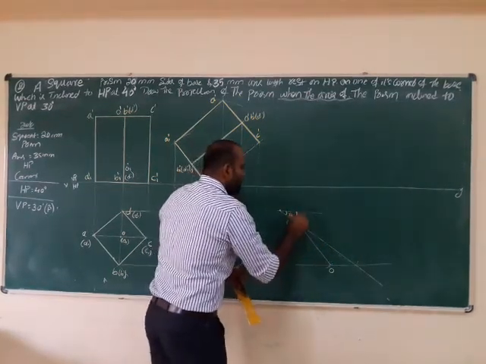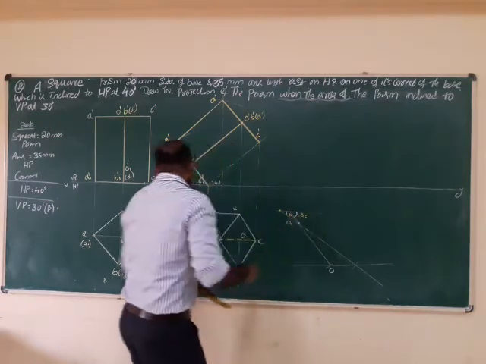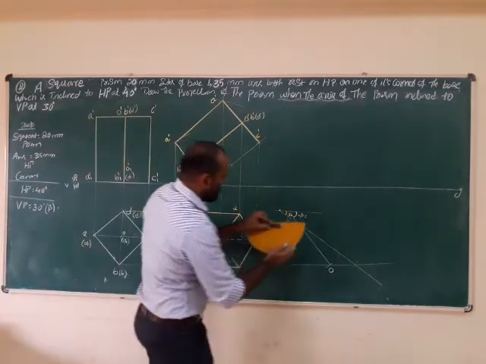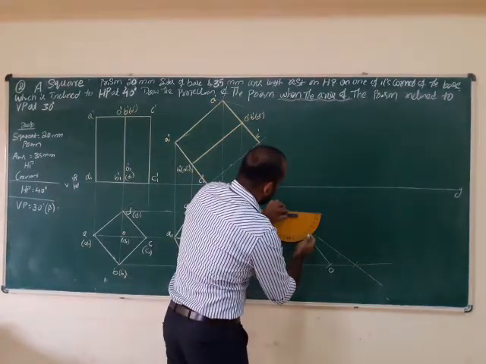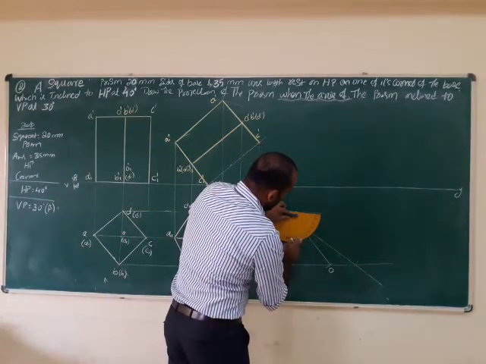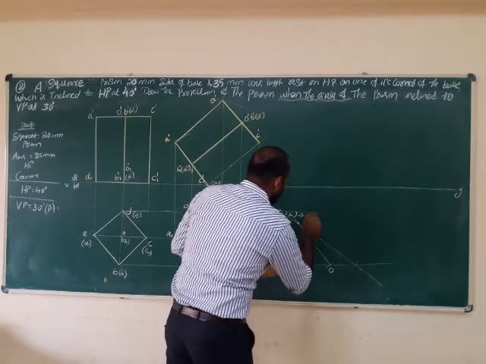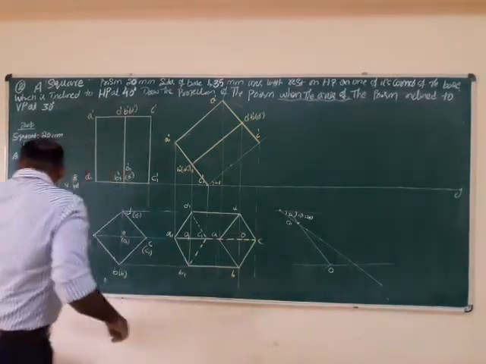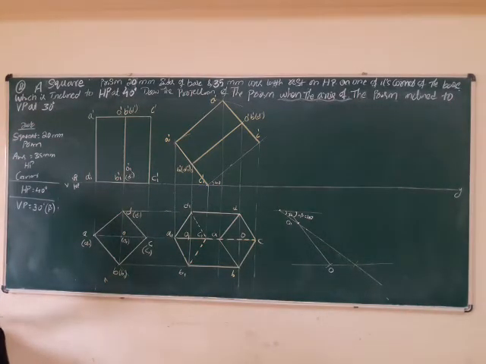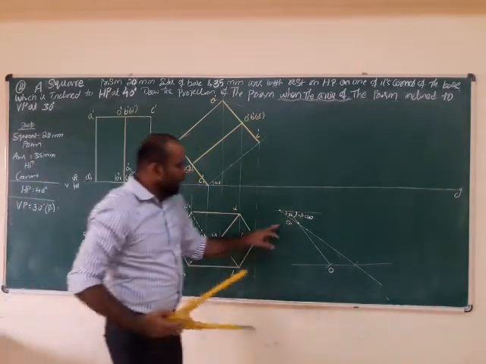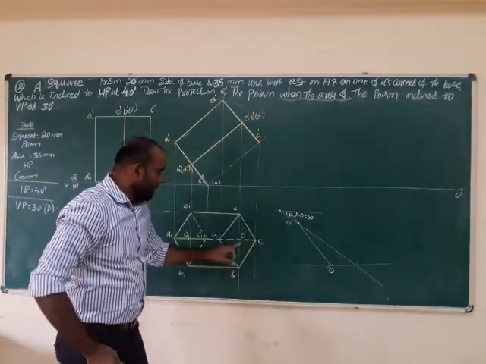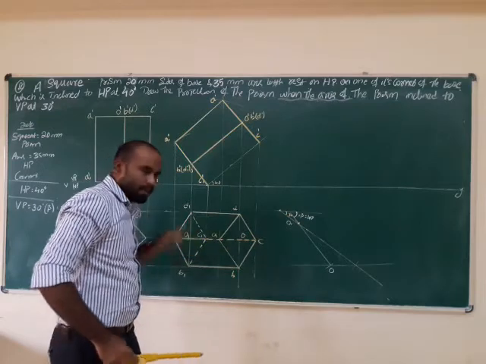You have to find out that angle, which is called the beta angle. Next, you have two points, O1 and O. This is called O1 to O. After that, you have to find out all the points.